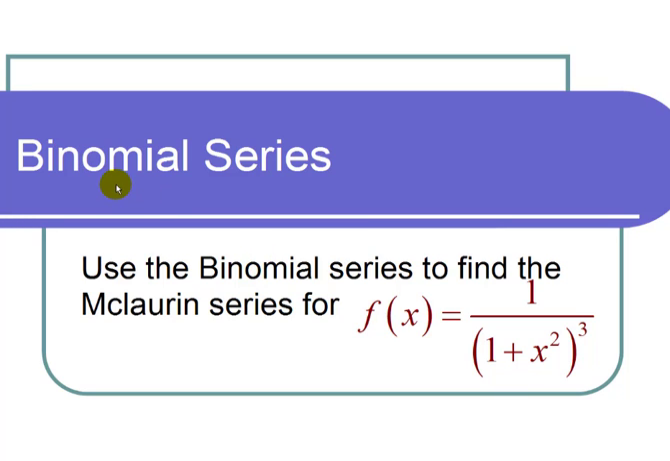This is a video on the binomial series. The question states, use the binomial series to find the Maclaurin series for f of x is equal to 1 over (1 plus x squared) quantity cubed. So first let's recall what the binomial series formula is.